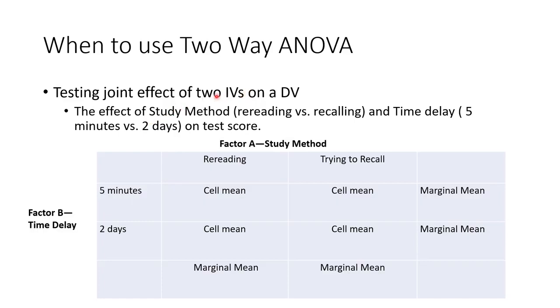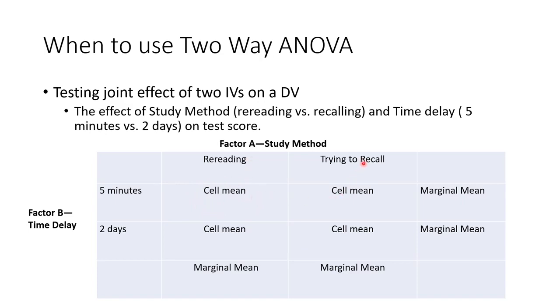Now we're going to cross these two independent variables. So when you cross two independent variables, each with two levels, that means you're going to have 4 conditions. And so we have one group of people who are going to study by rereading and then take a test 5 minutes later. And then suppose we had 8 people in that condition, we would compute their average score, and that would be the cell mean for this condition.